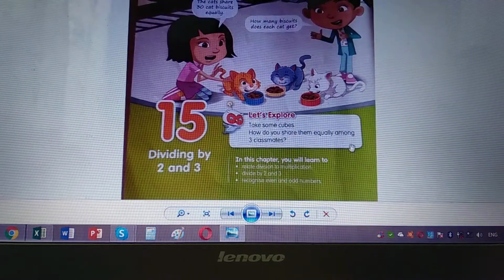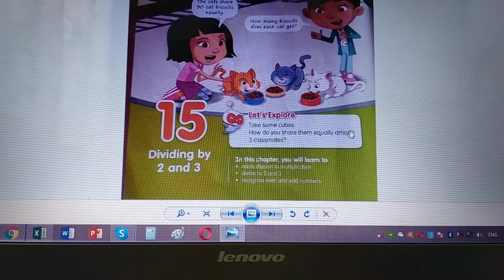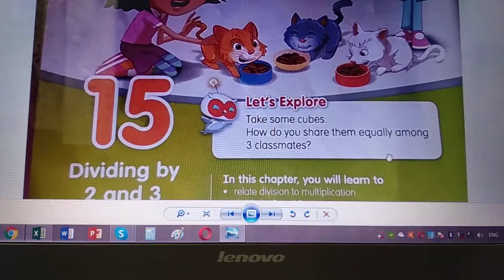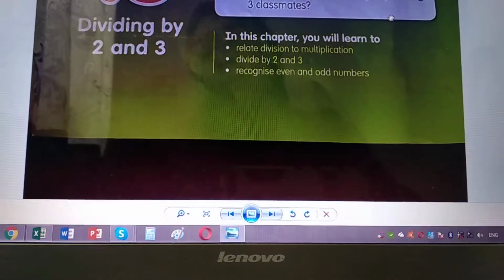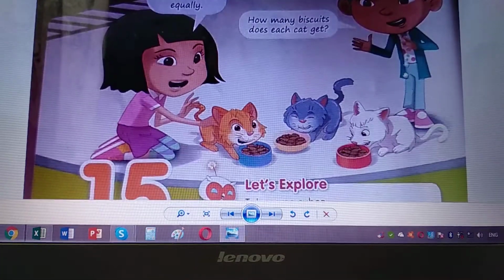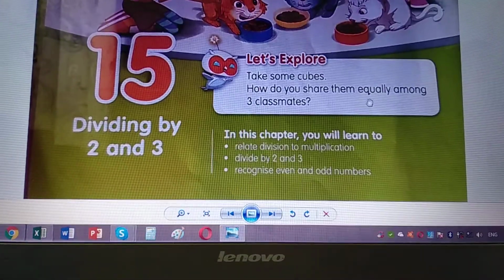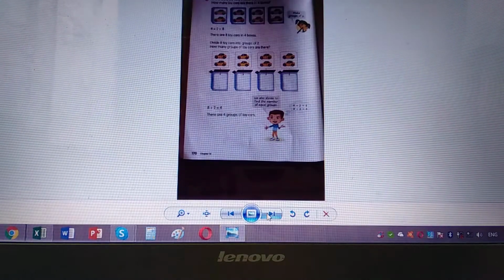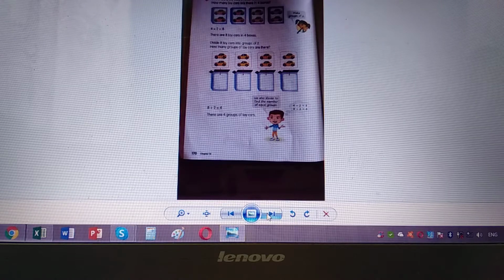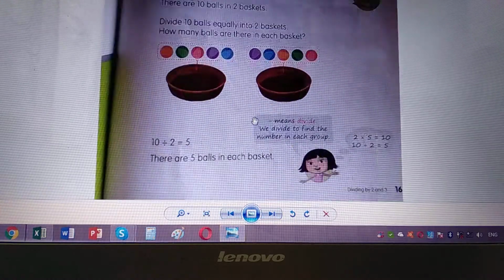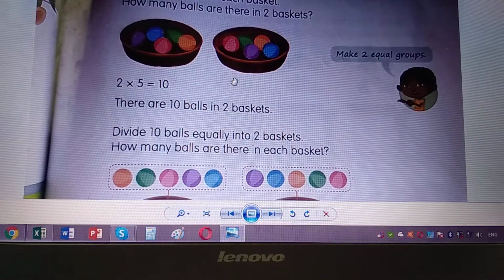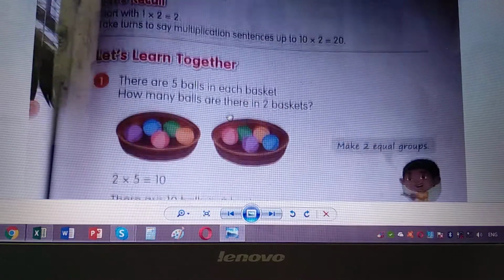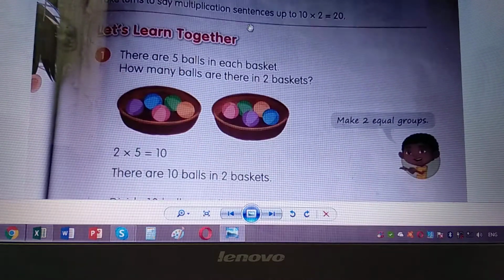Now let's get back to our book. Make sure you have your math pupil's book. We're going to learn about dividing by 2 and 3. Let's go through page 169. Okay, 169, this one. Let's recall.